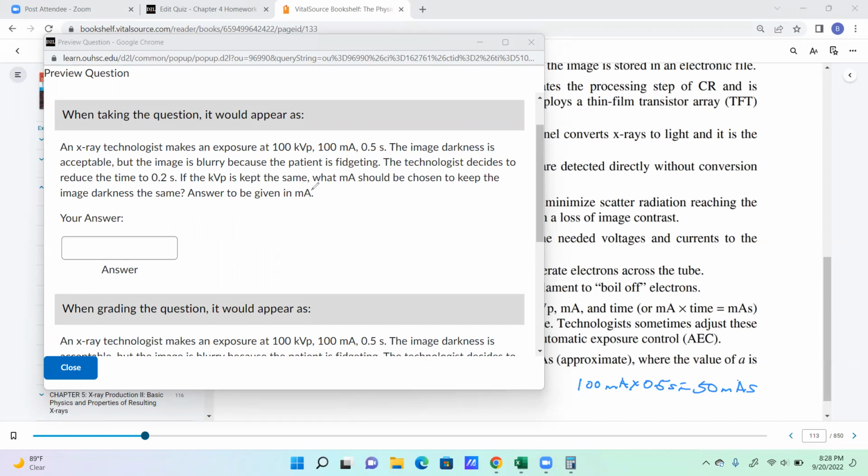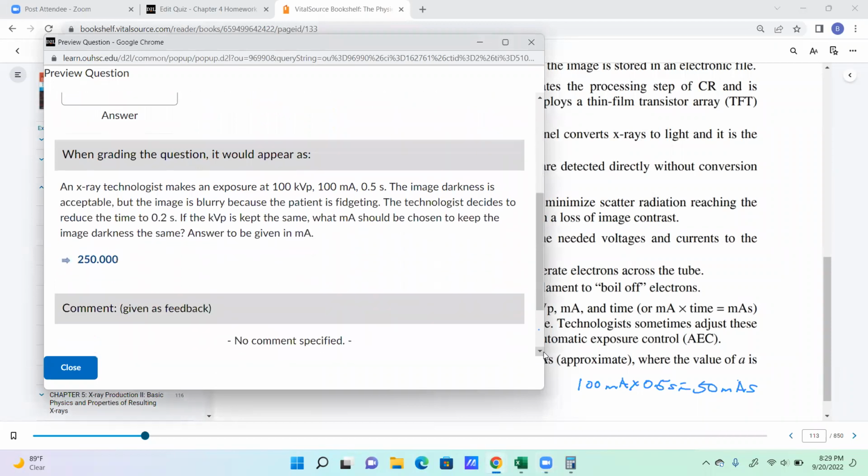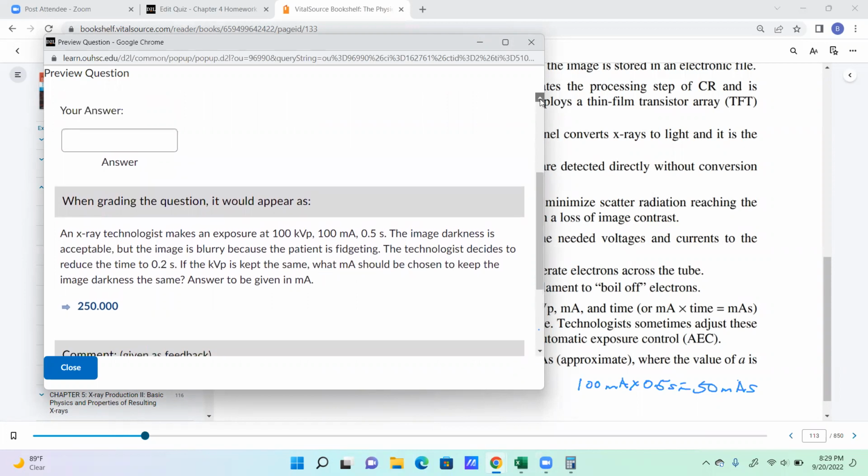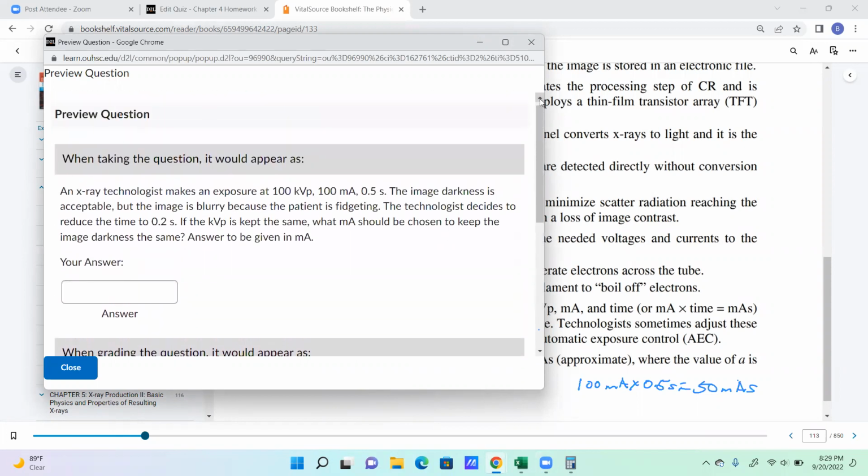So according to the answer here, it is 250. Now, how did we come up with that? Well, here's how we do it.